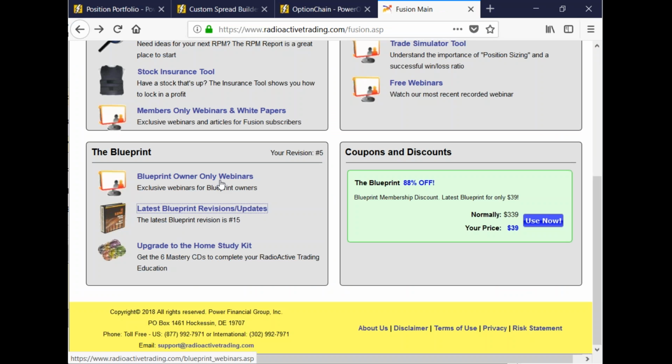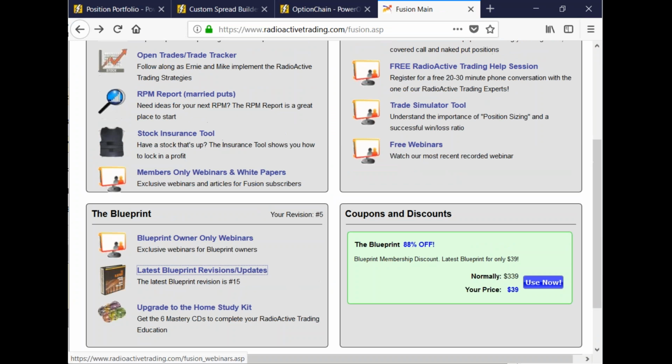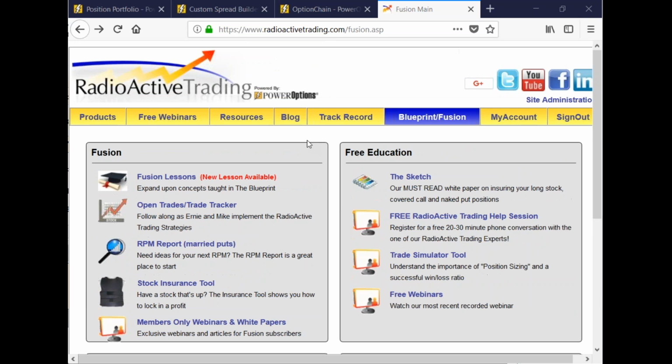There's also a wealth of information in the Blueprint owner only webinars. But if you're a Fusion subscriber, just click on members only webinars and white papers to get the cheat sheet and the summary information. Okay. All right. So that's the answer there, Larry. And by the way, just use the same email address and password that you use for your PowerOptions account or that was given to you when you purchased the Blueprint to log in.